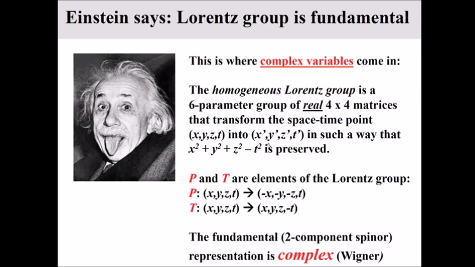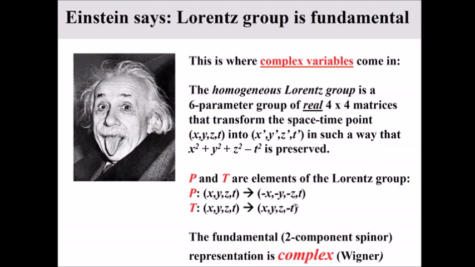And you know that there are some obvious elements of the Lorentz group. One of them is P, and one of them is T. Now what does P do? P changes the sign of x, y, and z, but not t. And time reversal leaves x, y, and z alone, but it changes the sign of t. So PT changes the sign of x and y and z and t. So it looks very nice from the point of view of the Lorentz group.